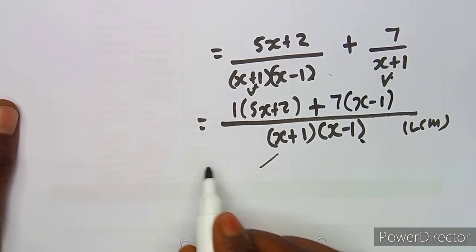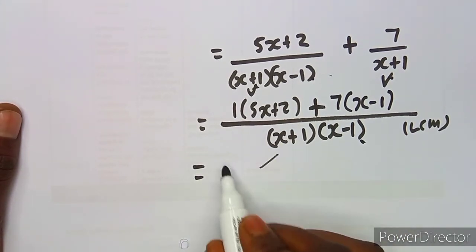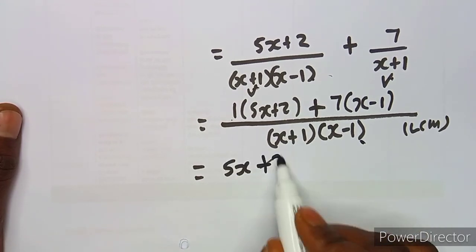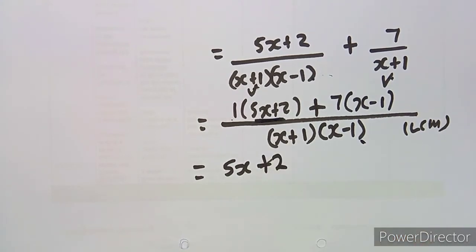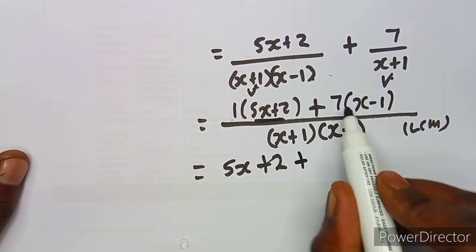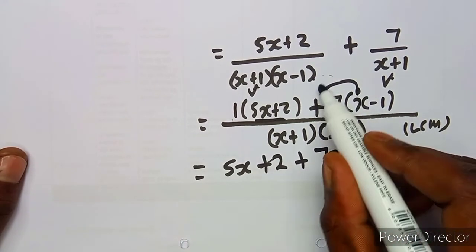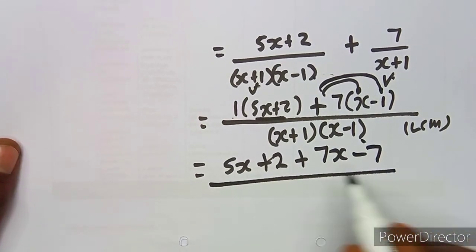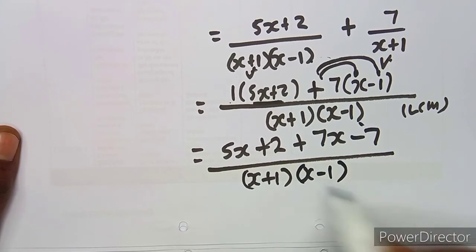Okay, then 1 times 5x, which is going to give us 5x. 1 times 2, which is 2 there. So this one is just 1 times any number, guys. It repeats it, just the same as it was. Okay, expand brackets here. That's 7 times x, that's 7x. 7 times minus 1, which is minus 7. Everything over x plus 1 into x minus 1, like this.